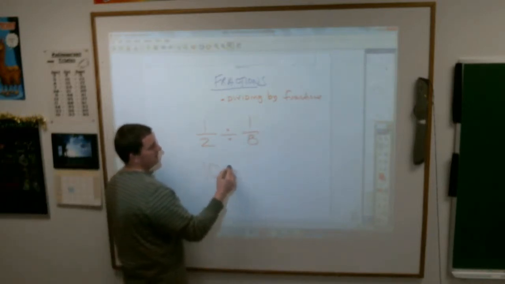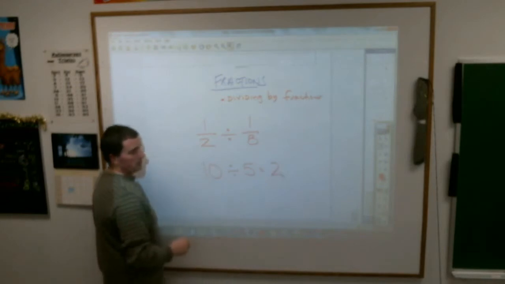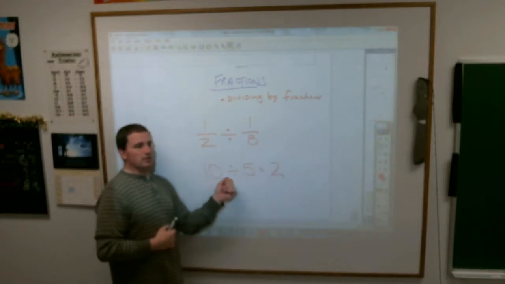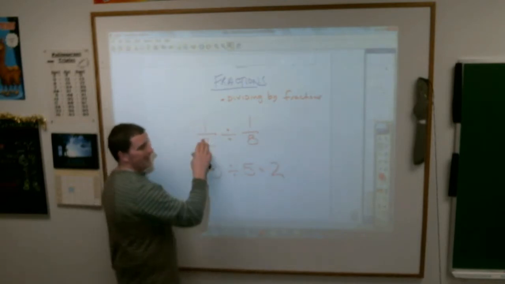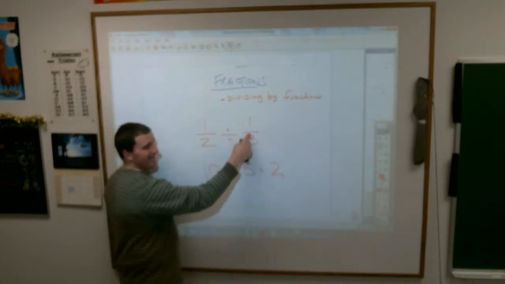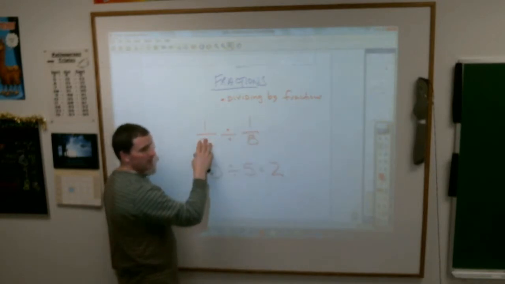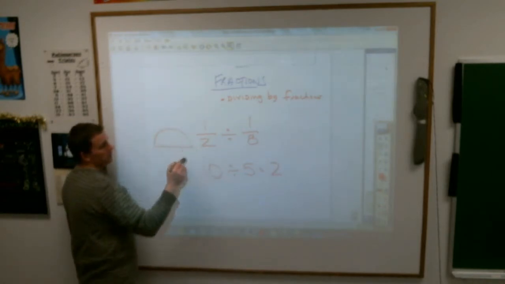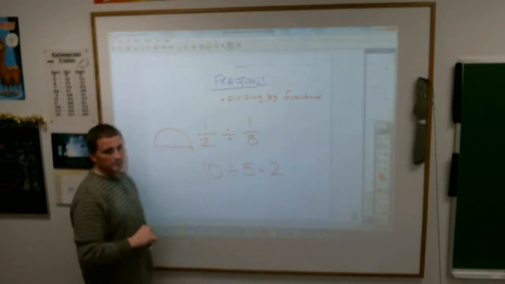So if I had 10 divided by 5, we all know the answer is 2, correct? Okay. And what you're looking for is this: how many 5s can you take out of 10? Well, that's where kind of the number 2 comes from. Well, if you translate that into the fraction thing, and if I start with 1/2, and I ask you how many 1/8 can you take out of a half, or how many 1/8 are in 1/2, if you look at your fraction circle, your half fraction circle, which looks like this, how many of the 1/8 pieces does it take to make up that 1/2?